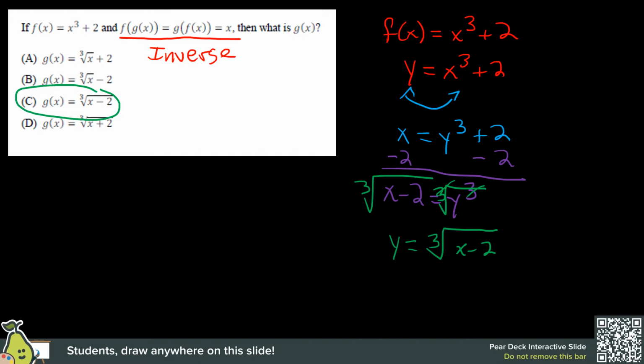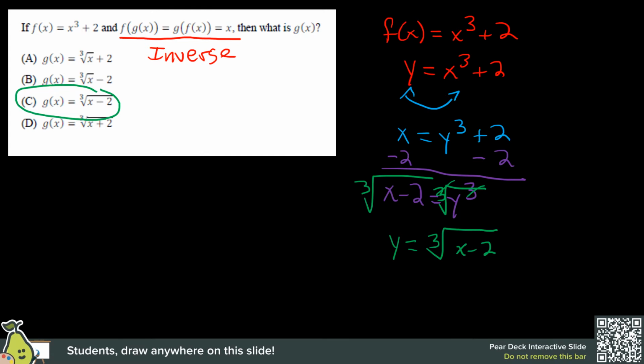Okay. If you see here, A only has a cube root of x, and it's a plus 2. We should have a minus 2. B doesn't include the negative 2 within the radical. C, we already said was good. And then D has a plus instead of a minus. So again, you just need to understand the definition of an inverse, understand what that question is asking us to do, and then solve for the inverse of that function.